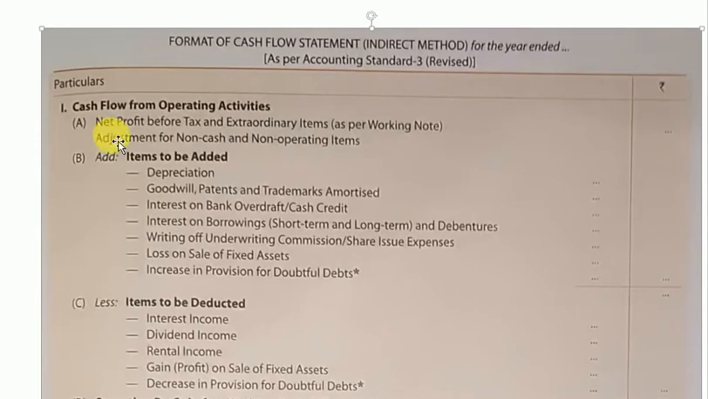Cash flow from operating activities. It will always start with net profit before tax and ordinary items. To start with, we can simply take net profit. This net profit will be the current year minus previous year profit, which will be coming from the question under the heading reserves and surplus in notes to account. I repeat, this net profit is the difference between current year and previous year. That means current year minus previous year amount of reserve and surplus given in a question in notes to account.